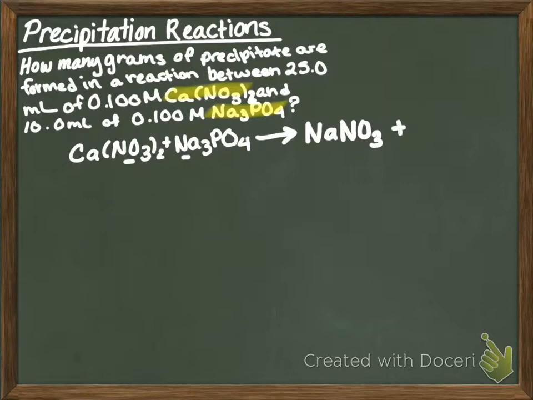Our other product is going to have calcium and phosphate. Calcium has a +2 charge, phosphate has a -3 charge, which means that our final product should be Ca3(PO4)2, the 2 coming from the charge on the calcium and the 3 coming from the charge on the phosphate. After this, we need to go ahead and balance it.